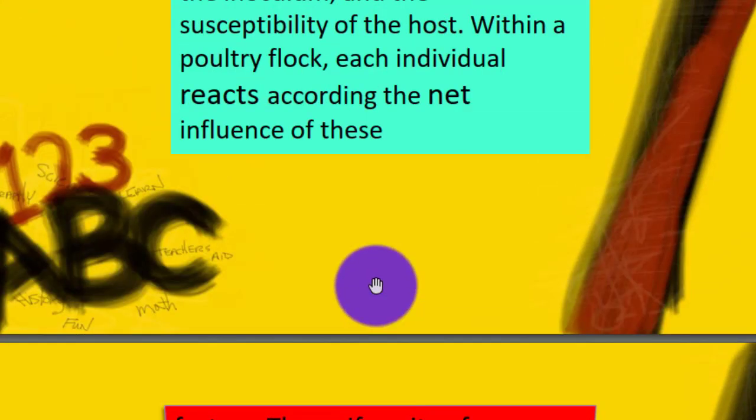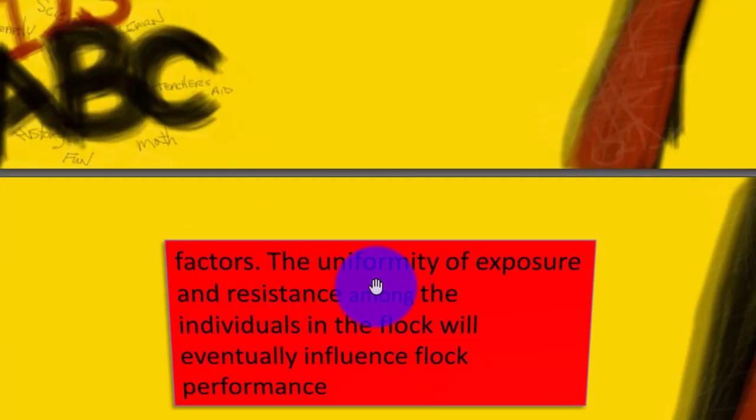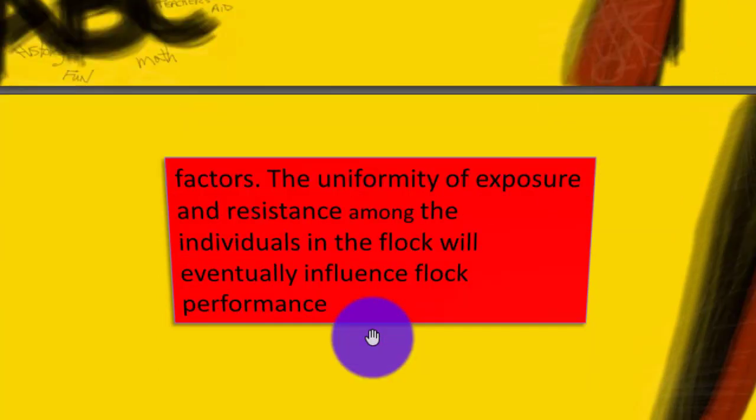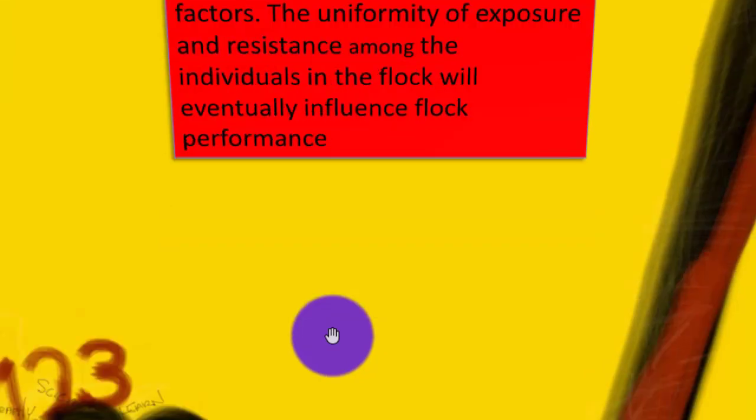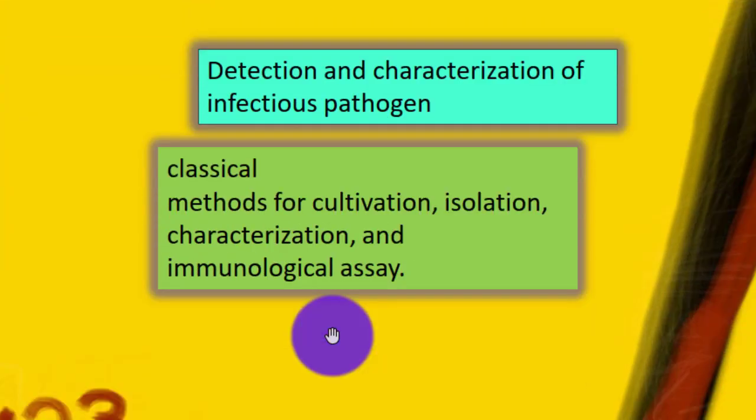Each individual in the flock reacts according to the net influence of these three factors, and the uniformity of exposure and the resistance among the individuals in the flock will eventually compose the flock, and the flock is influenced by the performance of each individual in it.